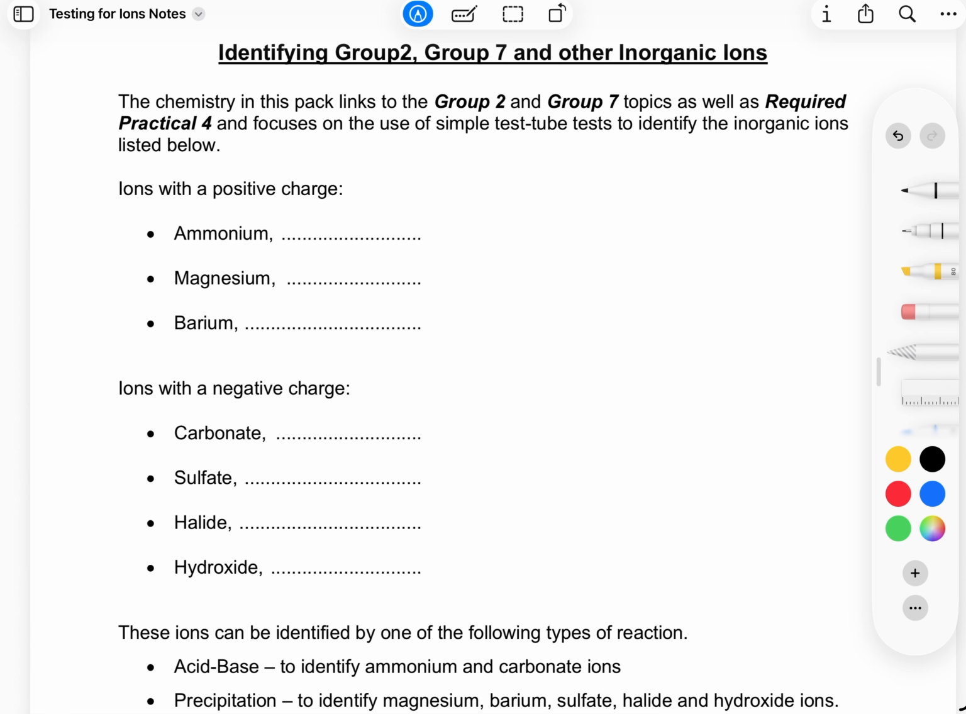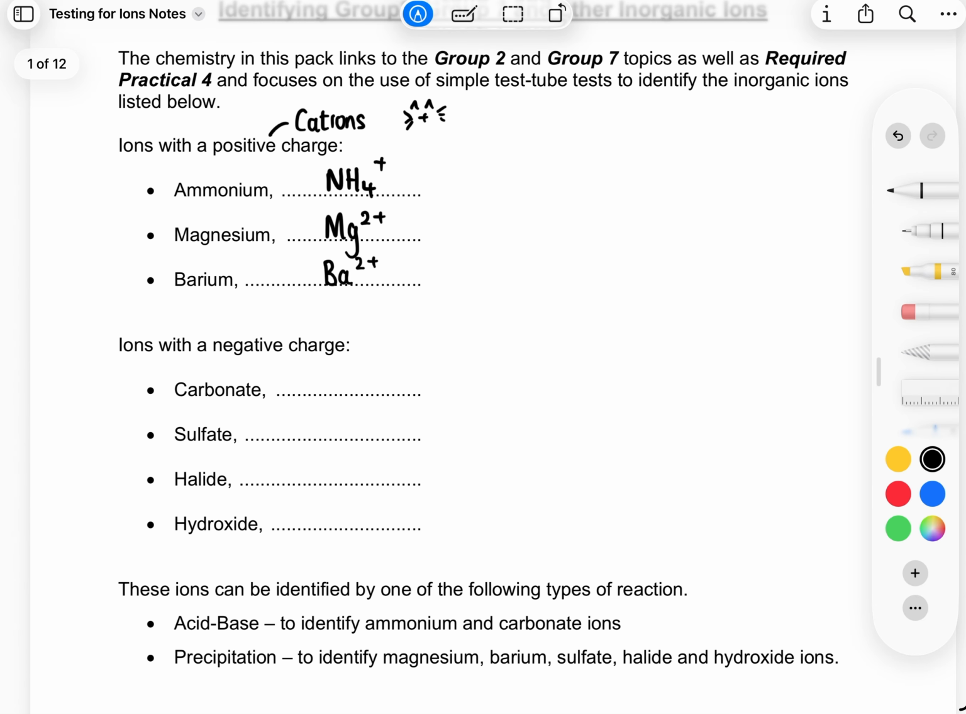So what are our ions with positive charge that we're going to look at being able to identify? Positively charged ions, remember, are cations, like pussycat, positively charged ions. So if you can imagine, we've got a little pussycat. So cations are positive. We've got the ammonium ion, NH4+, the magnesium ion, magnesium being in group 2, and barium being in group 2, so 2+ ions. So we're going to look at tests for those 3 cations, positive ions.